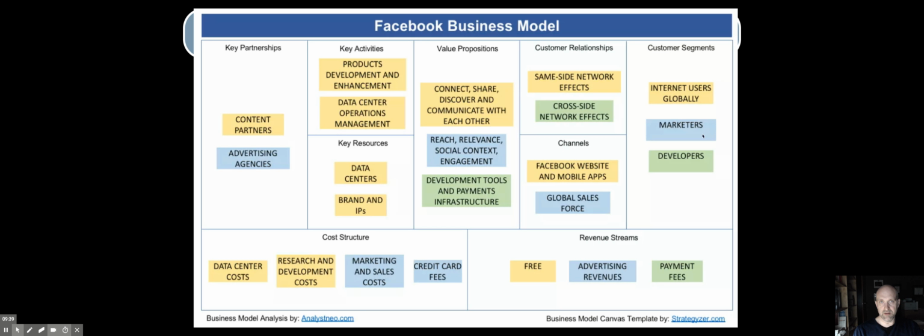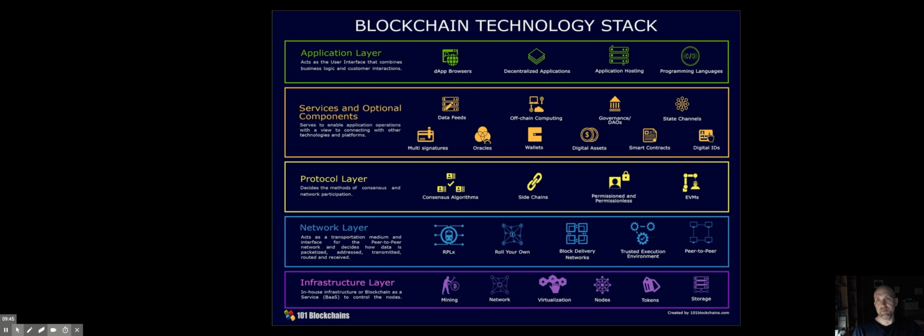So those are because Facebook creates a platform and therefore a two-sided market. Now I don't want to go through all the details for Facebook, but I want you to think about when you want to build a business, what does a business canvas look like for a blockchain firm? And in order to do that, I have to talk briefly about the buildup of the technology.